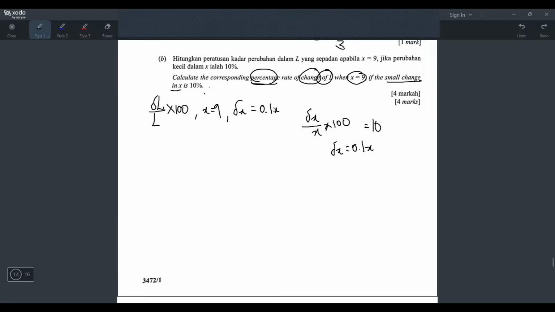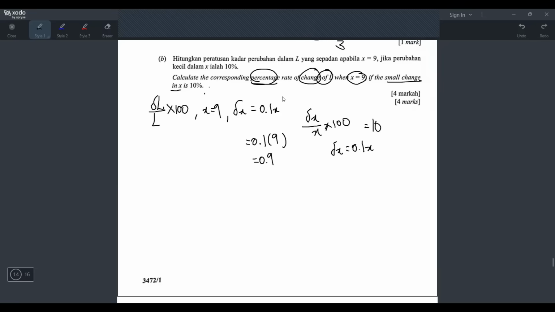And let me tell you, this x you can actually substitute with the x here, which is 0.9, okay? So you will become 0.1 times x, which is 9, and you will get 0.9, okay? It means that your small change in x is actually 0.9, that's what it means. Okay. Now, what about the delta L? Because you need the delta L actually.